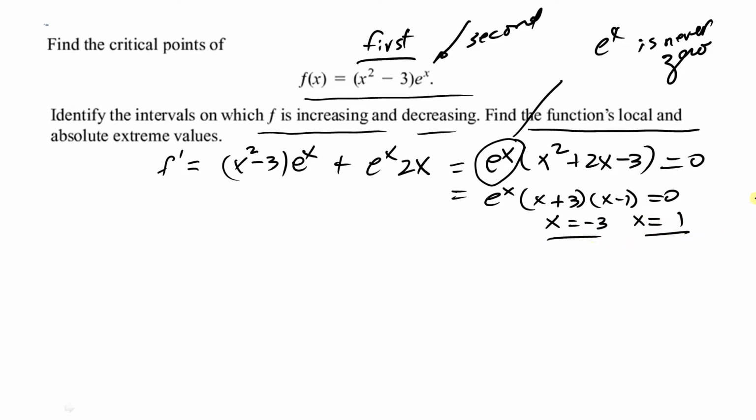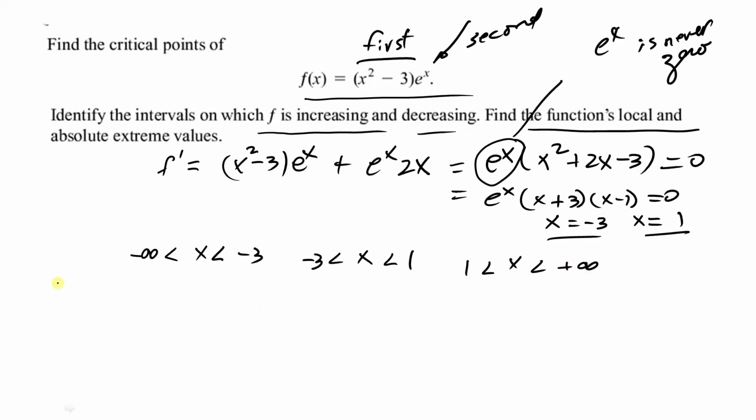And to find the intervals on which the function is increasing and decreasing, we again need to set up the intervals between minus infinity and the first 0, which is minus 3, between minus 3 and the next 0, which is 1, and between 1 and plus infinity.